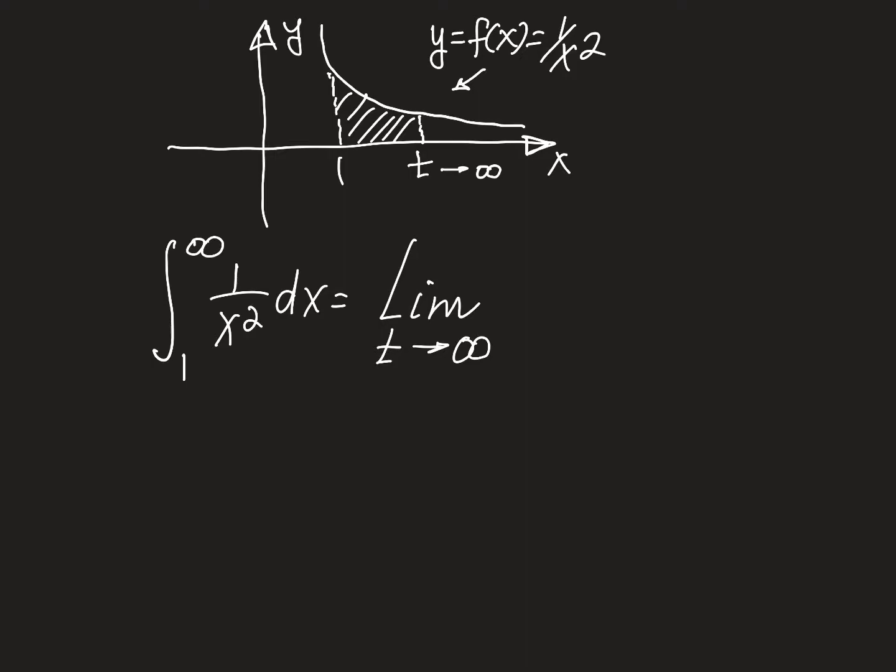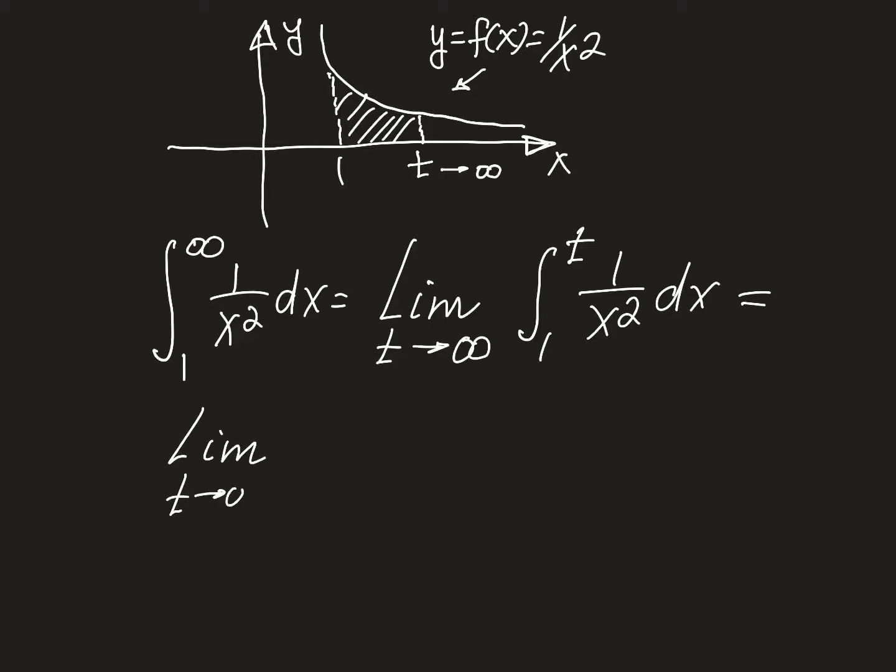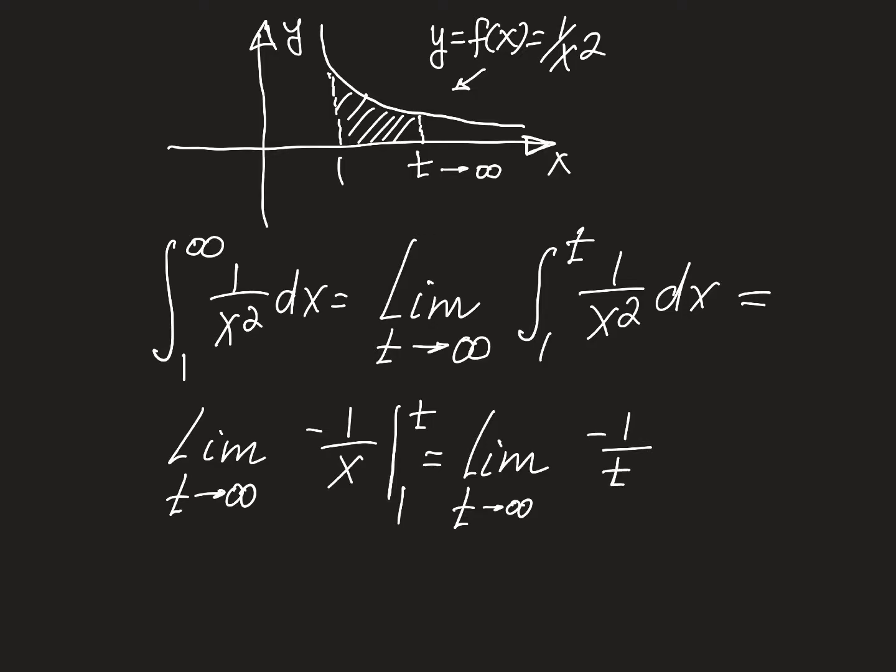So the improper integral from 1 to infinity, 1 over x squared, is equal to the limit as t approaches infinity of the integral from 1 to t, 1 over x squared dx, which is equal to a limit as t approaches infinity. Antiderivative of 1 over x squared is negative 1 over x. We evaluate it from 1 to t, and this becomes the limit as t goes to infinity. And when we plug in t for x, we get negative 1 over t, and then minus a minus, plugging in 1 for x, which is plus 1.